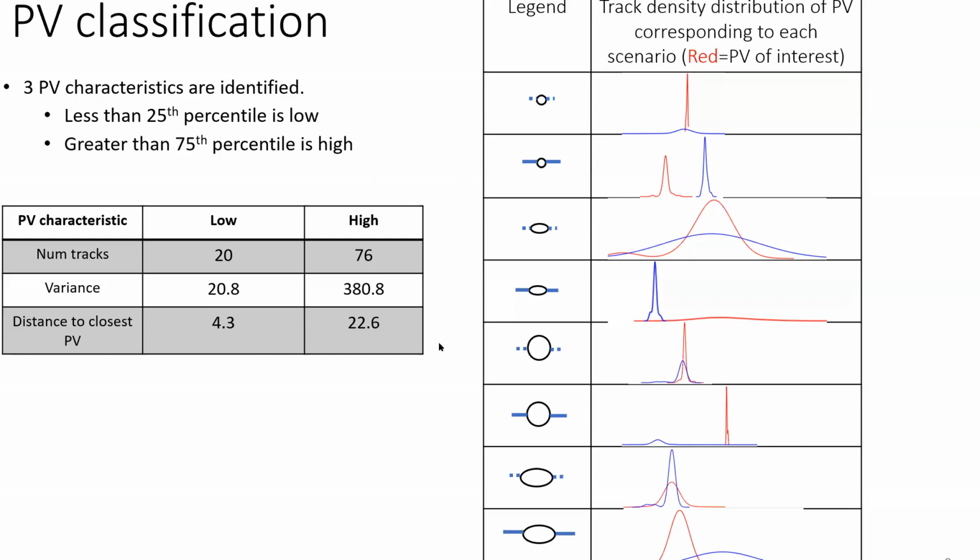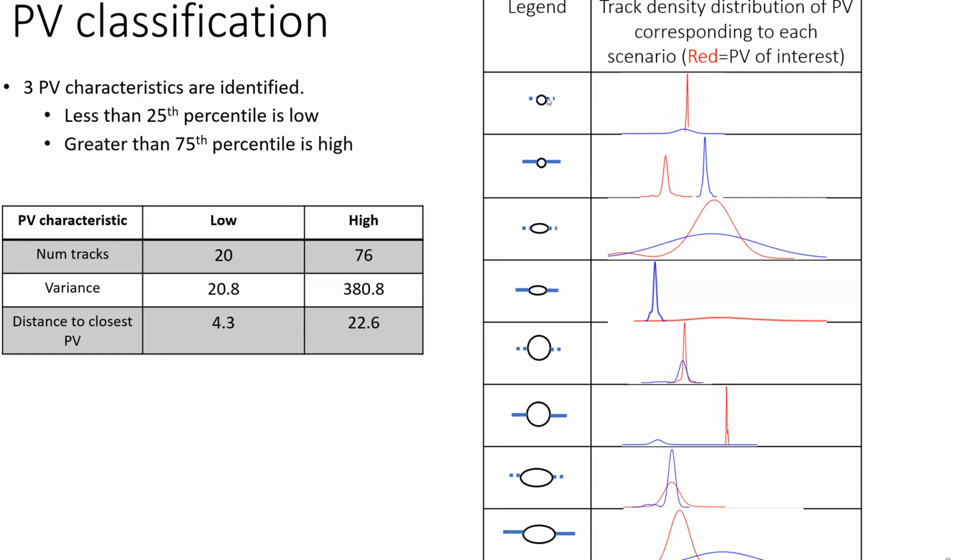So looking at the table on the right side, at the symbols here, if a symbol has a small circle compared to a bigger circle, it means that this one has a low number of PVs compared to this one. By the way, the plots on the right show you the density plot of the PV in question, which is in red, and the nearest PV, which is in blue.